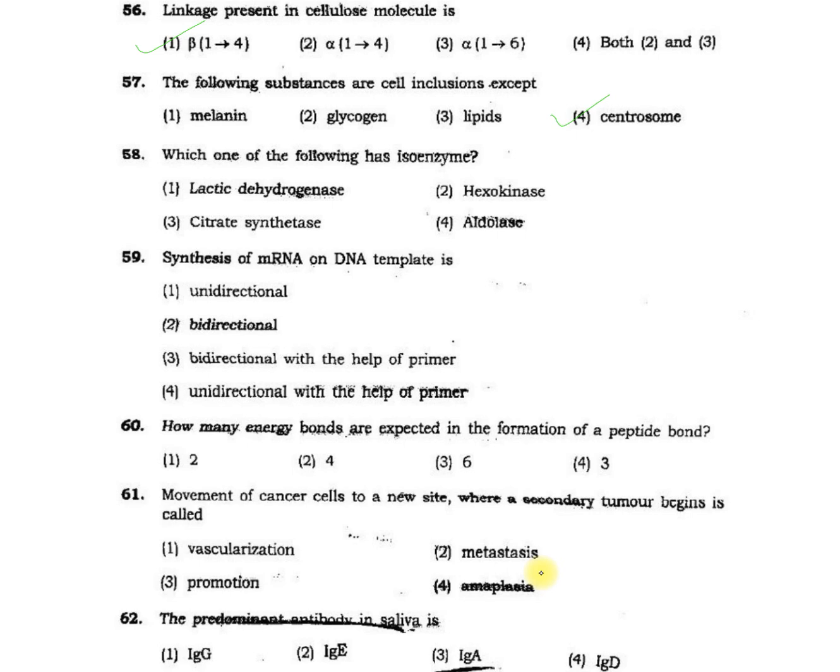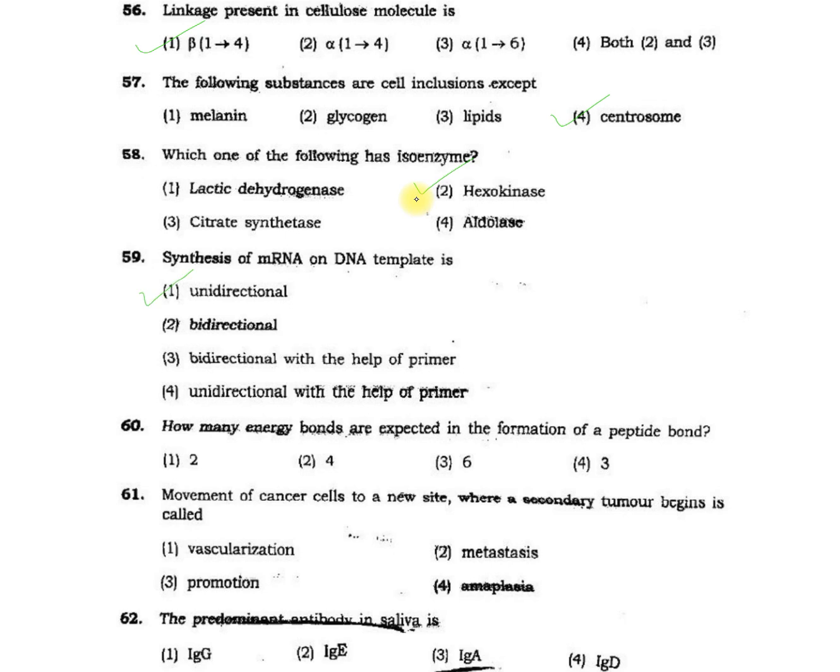Question 58. Which of the following has isoenzyme? Option 1 is lactic dehydrogenase. Option 2 is hexokinase. Option 3 is citrate synthetase. Option 4 is aldolase. The correct one is hexokinase. The isoenzyme of hexokinase is glucokinase. Question number 59. Synthesis of messenger RNA on DNA template is 1. unidirectional, 2. bidirectional, 3. bidirectional with the help of primer, 4. unidirectional with the help of primer. So here the correct option is option 1.